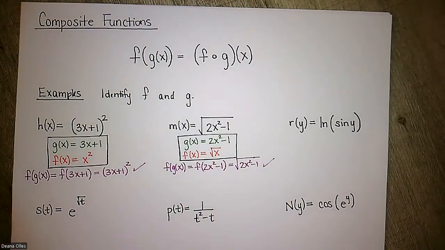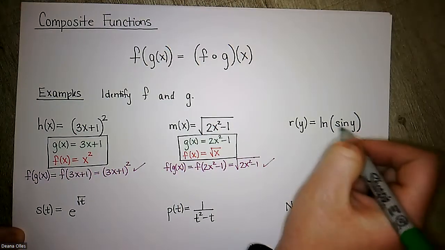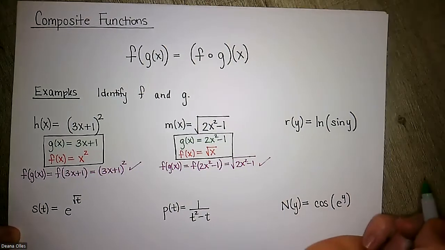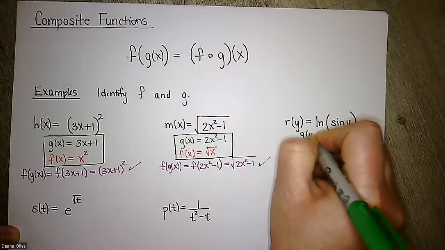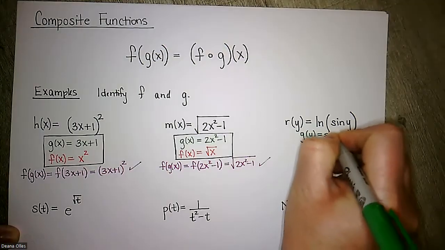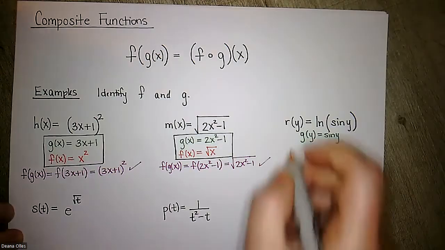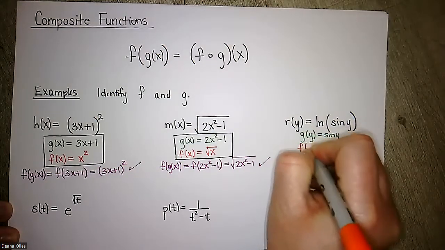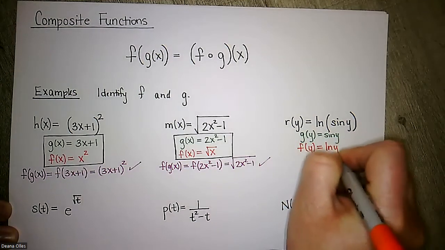Okay. All right, the next one. Here I have the natural log of the sine of y. So you can see that the sine of y is inside of the logarithmic function ln. Okay. So our inside function, we're not going to be able to call this g of x now. It's going to be g of y. We're looking at functions of y, is going to be the sine of y. What am I doing to that? I'm taking the natural log of it. So f of, again, we're going to write y here, is going to be the natural log of y.